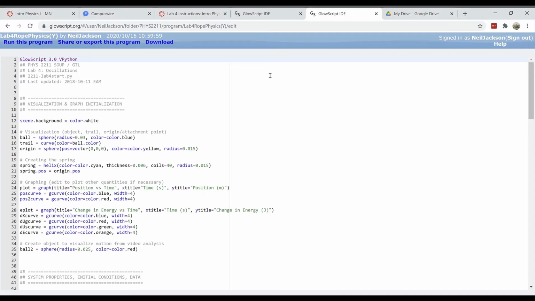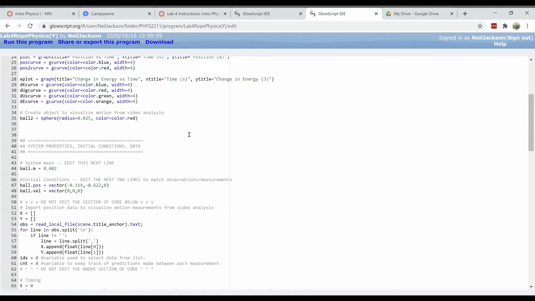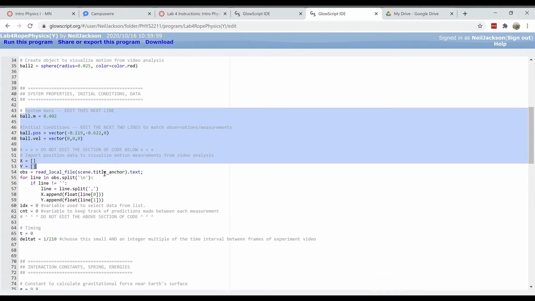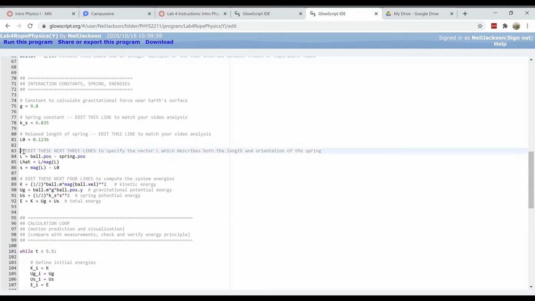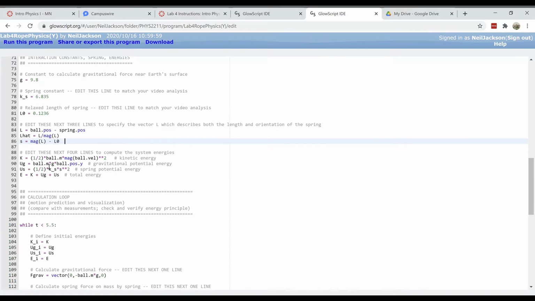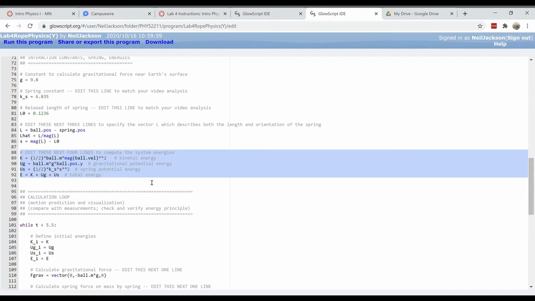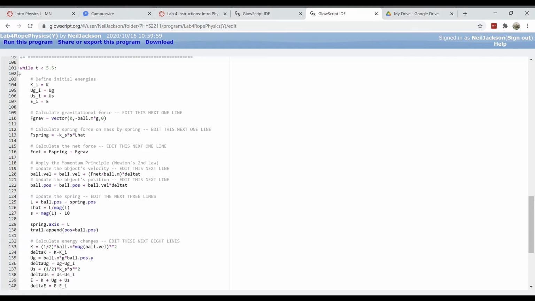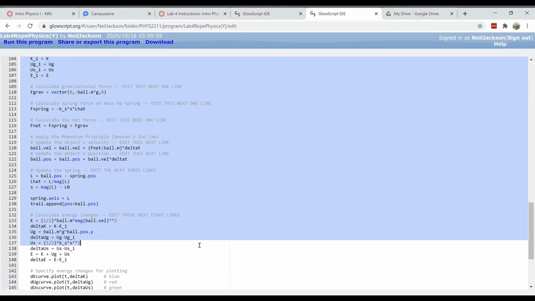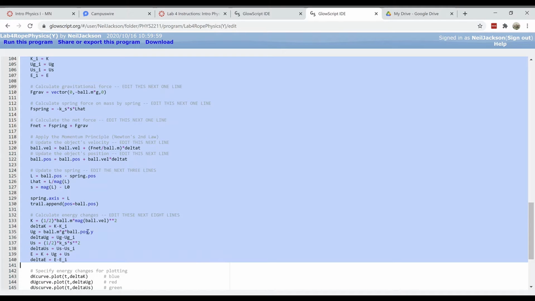Here's my code for the computational model that used the oscillation in the y direction. I have my initial conditions specified through here. Right here, I calculated my L vector, or the location of the spring. Here I defined what energy is, just using the formulas. Through this section, I have the while loop that not only told me the change in energies, which is down at the bottom, but also the change in position, which is up here at the top.